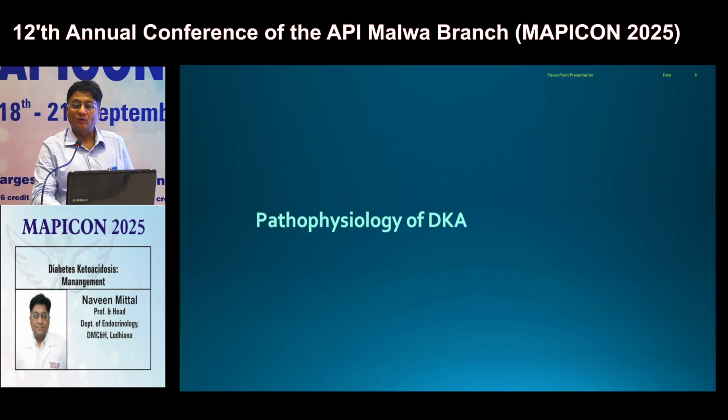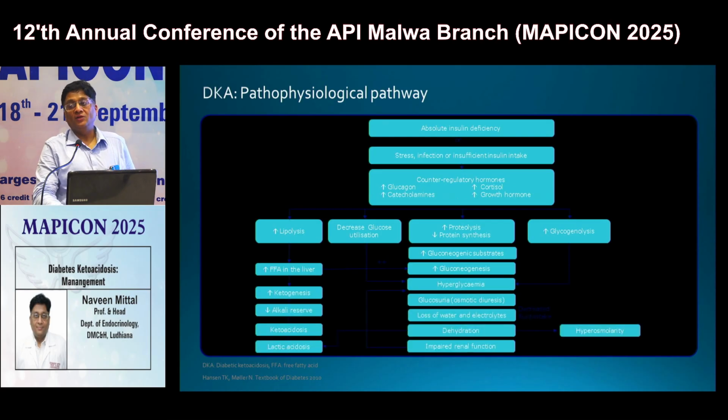What is the pathophysiology of DKA? Why does the patient develop diabetes ketoacidosis? There is absolute insulin deficiency plus there is stress, infection or insufficient intake. So there is a counter-regulatory hormone excess. What are the hormones which oppose the action of insulin? Glucagon, catecholamines, cortisol and growth hormone. There is excess of these. What do they lead to?